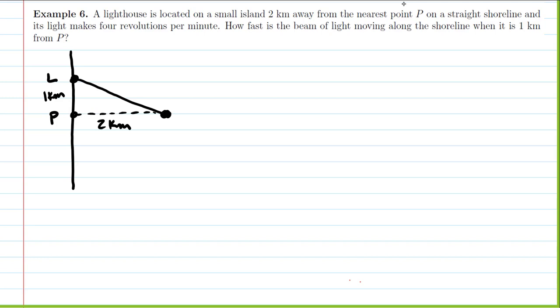So at first glance, we might think that this is similar to the ladder problem that you did earlier. And it is in a certain sense, in that this is a right triangle, but we're given a very different set of information. What is our rate that we're given? 4 RPMs, right? So 4 revolutions per minute. That tells us that the lighthouse rotates 4 times per minute.